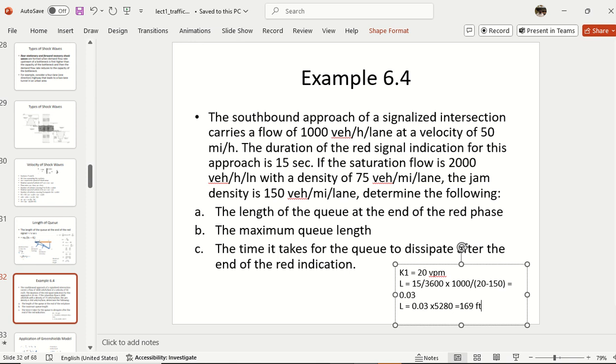For that we need the speed of the forming shock wave and the recovery shock wave. Speed of the forming shock wave, the recovery shock wave. Okay.